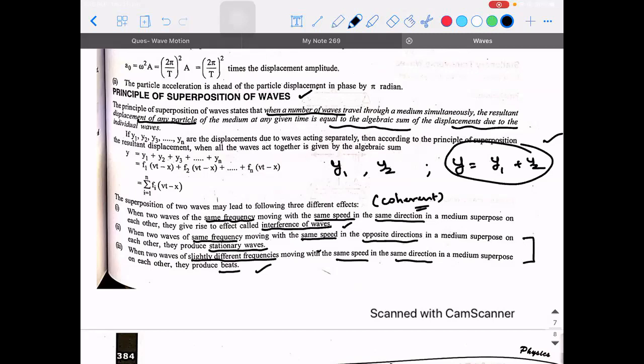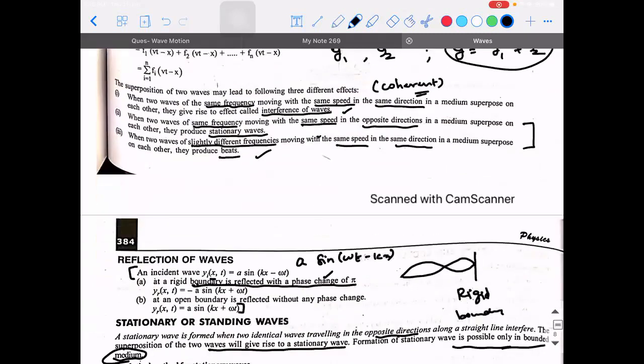Guys, tell me one thing. Are you clear with what is the principle of superposition? Yes, sir. Are you clear with all the 3 points that I mentioned? Interference, standing waves, and beats. Right? Yes, sir.